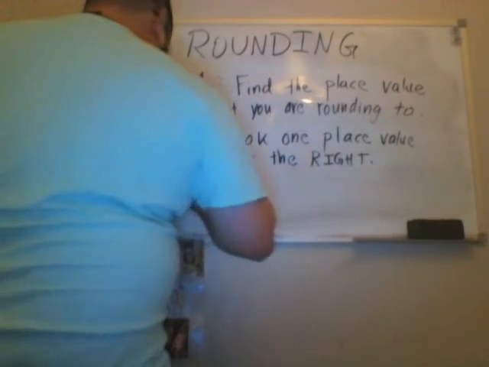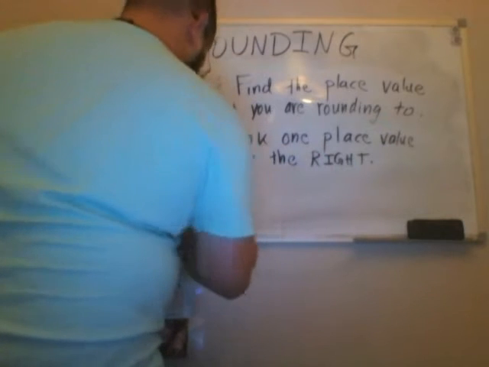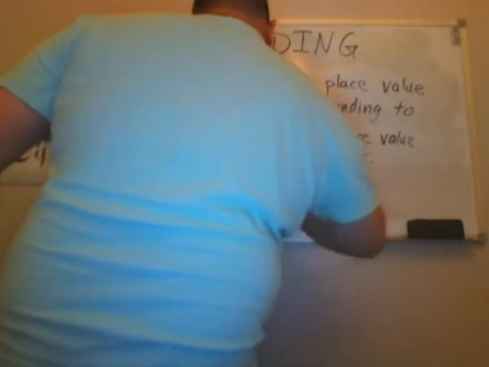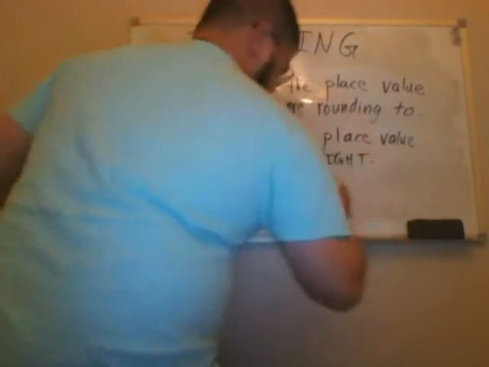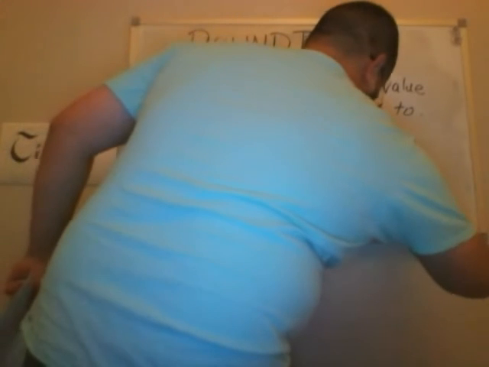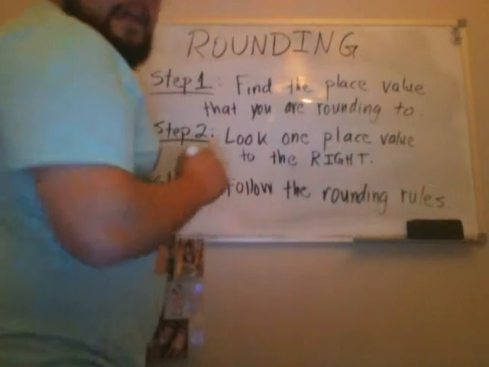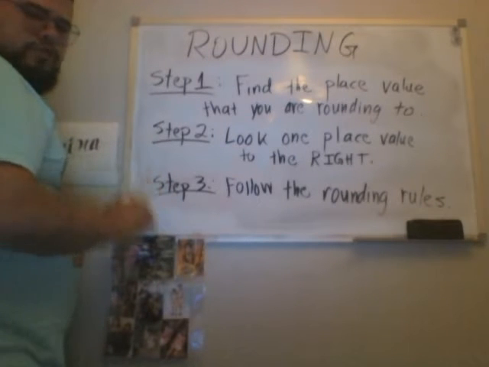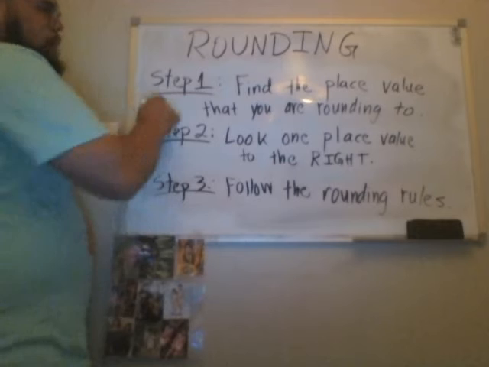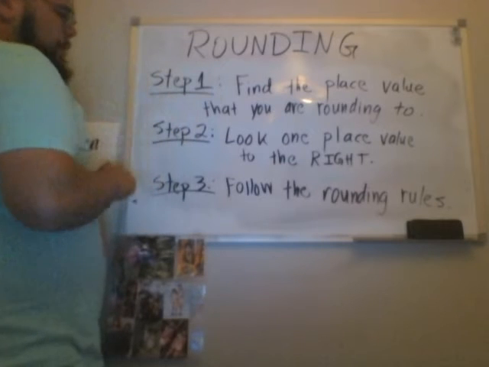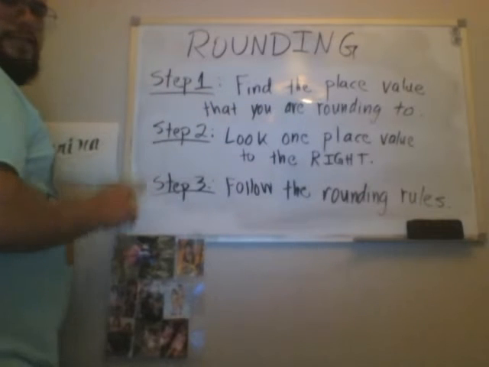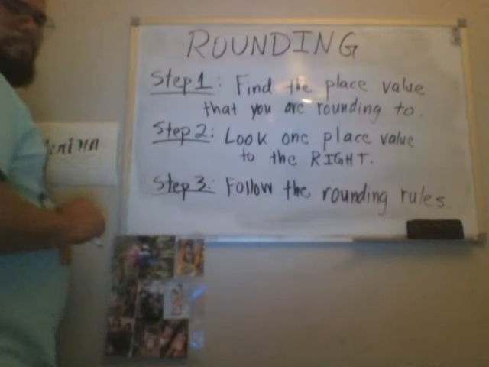And then the last final step, follow the rounding rules. Okay, that's the next step. So these are the 3 steps. We're going to go ahead and pause the video here so that you have time to write these down if you haven't already. Step 1, find the place value that you're rounding. Step 2, look one place value to the right. Step 3, follow the rounding rules. These are the steps that we're going to use in these examples that are coming up.